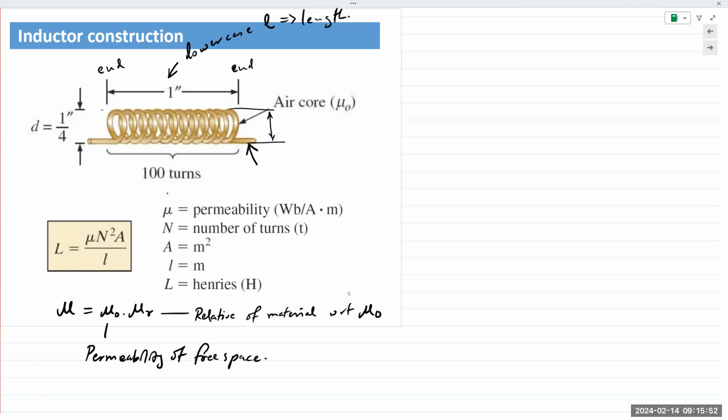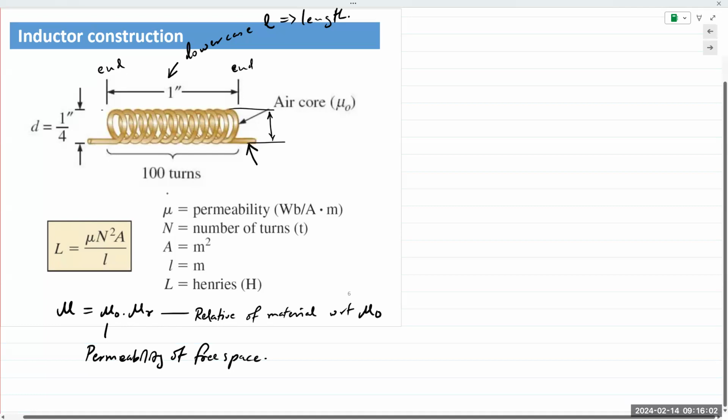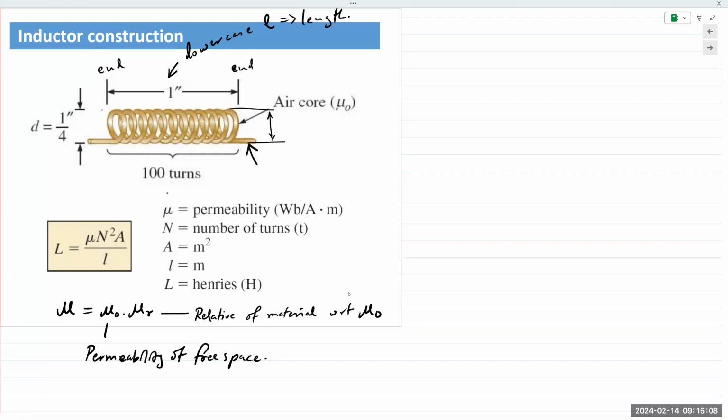It's a material property, so it changes depending on the type of material we use. Iron, steel, cobalt, nickel, they all have permeability that is hundreds or even thousands of times that of free space. And because it is a comparison relative to mu 0, mu r is actually dimensionless. It does not have any units.